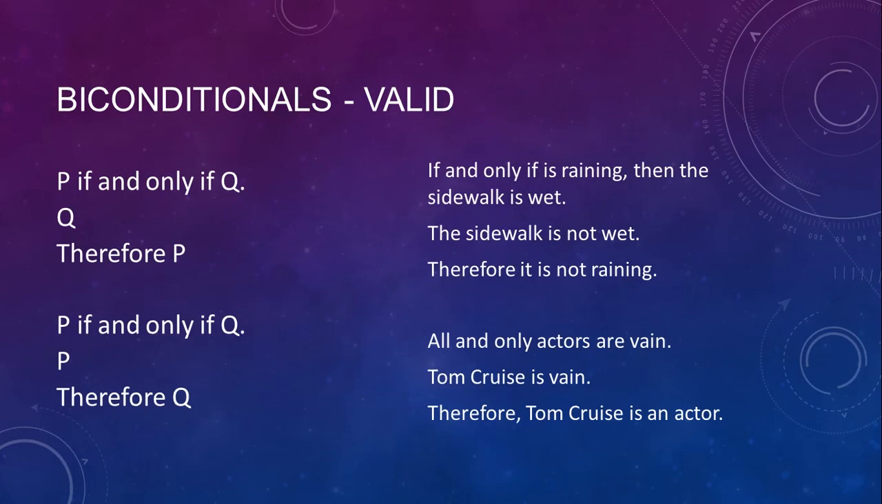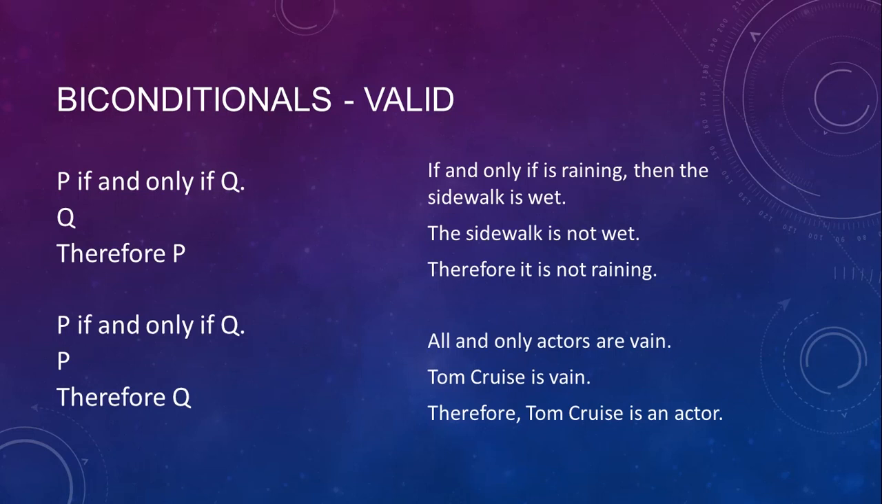But if you say, if and only if, then you can infer either from the other, right? You can infer the truth value of one from the other straightforwardly. Here's another way of making this argument that was invalid valid. All and only actors are vain. Tom Cruise is vain. Therefore, Tom Cruise is an actor. That's a valid argument now, right? You cannot go from the truth of the consequent to the truth of the antecedent. But if you have a biconditional, then they go both ways.